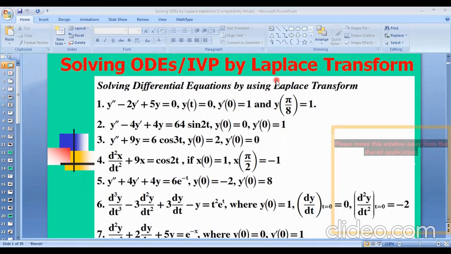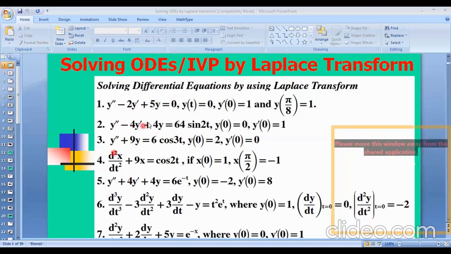And in the second class, we learned the properties of Laplace transformation, and we used different properties to find the Laplace transformation of some basic functions. And in the third class, we learned how to find inverse Laplace transformation. So today we'll learn how to solve ordinary differential equations and initial value problems by using Laplace transformation.